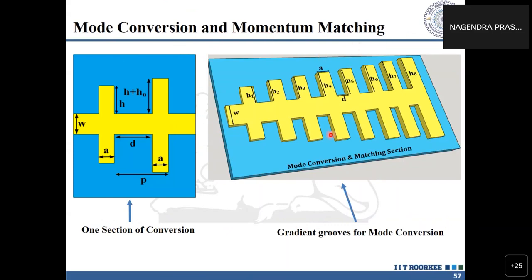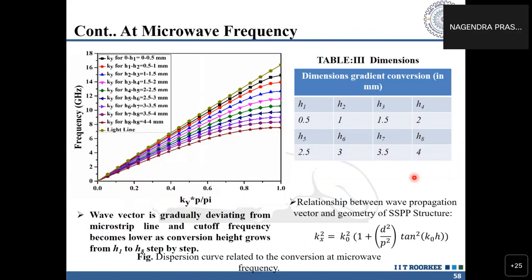So you have to match the momentum so that you can transfer energy from one structure to the other structure. Here you can see, with the help of a geometrical parameter, the straight line is the light line, and you have to match your SSPP dispersion relation with the light line. By introducing the change, you can do that, and that is nothing but matching. You want to reach as close as possible to the light line.